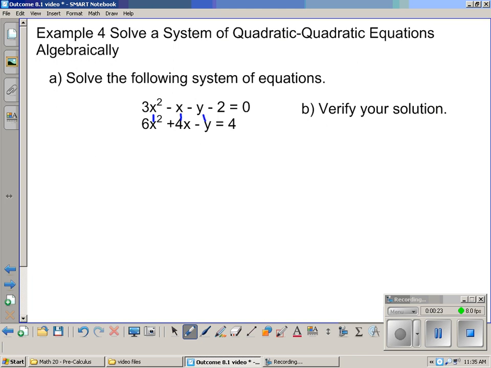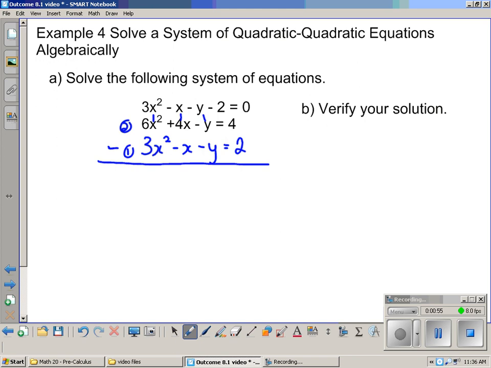I have a number on the left-hand side in equation number 1, and my number part is on the right-hand side in equation 2. So let's just rewrite equation number 1 so that it becomes 3x squared minus x minus y equals positive 2. Now I'm going to subtract equation 1 and equation 2 to get rid of my y terms.